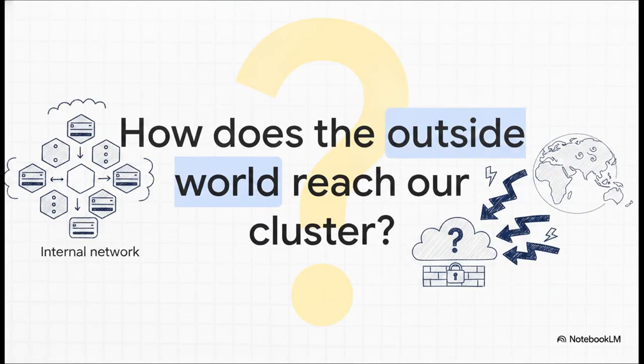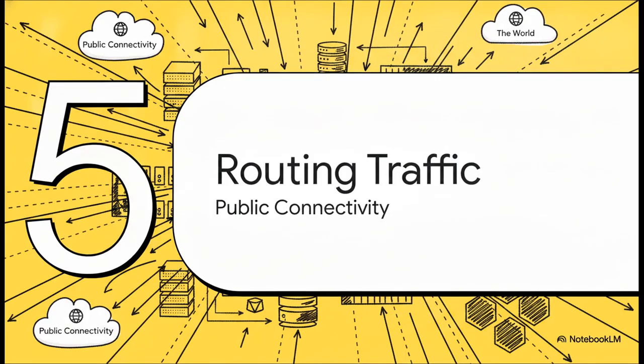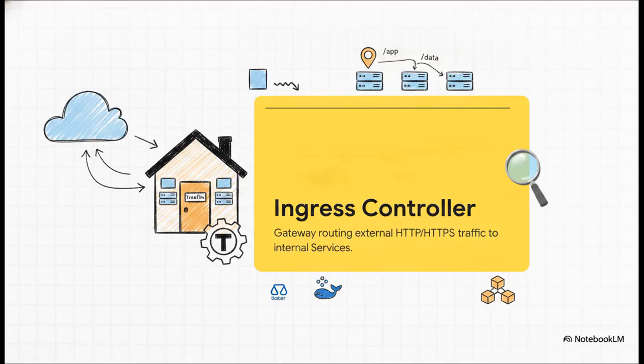All right, let's take stock. Our code is containerized, it's deployed, it's highly available, and it is running brilliantly on our internal network. But this brings up a massive question, doesn't it? How on earth does the outside world actually reach it? To solve that final hurdle, we've arrived at step 5, routing traffic to the world. Basically, we need to configure a gateway to securely expose our app to the internet.